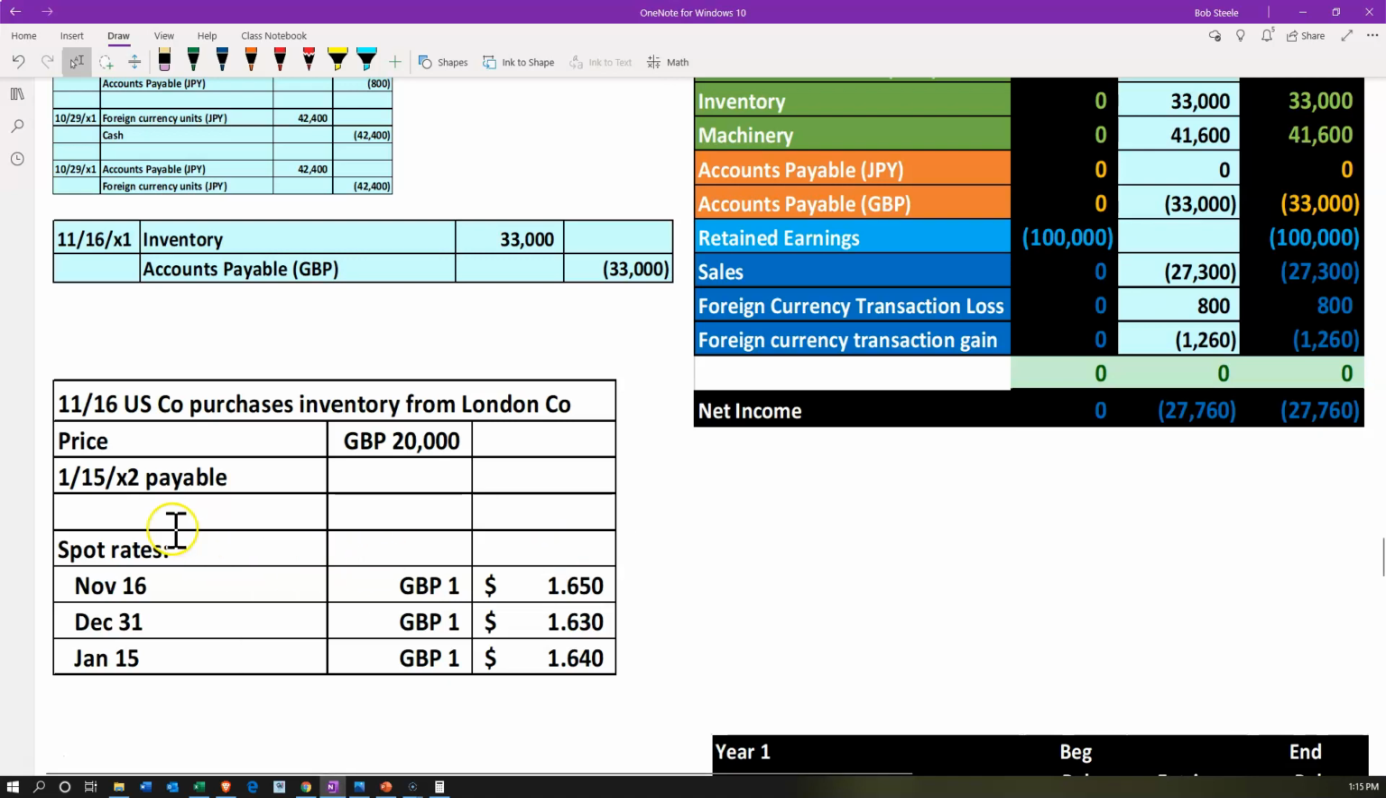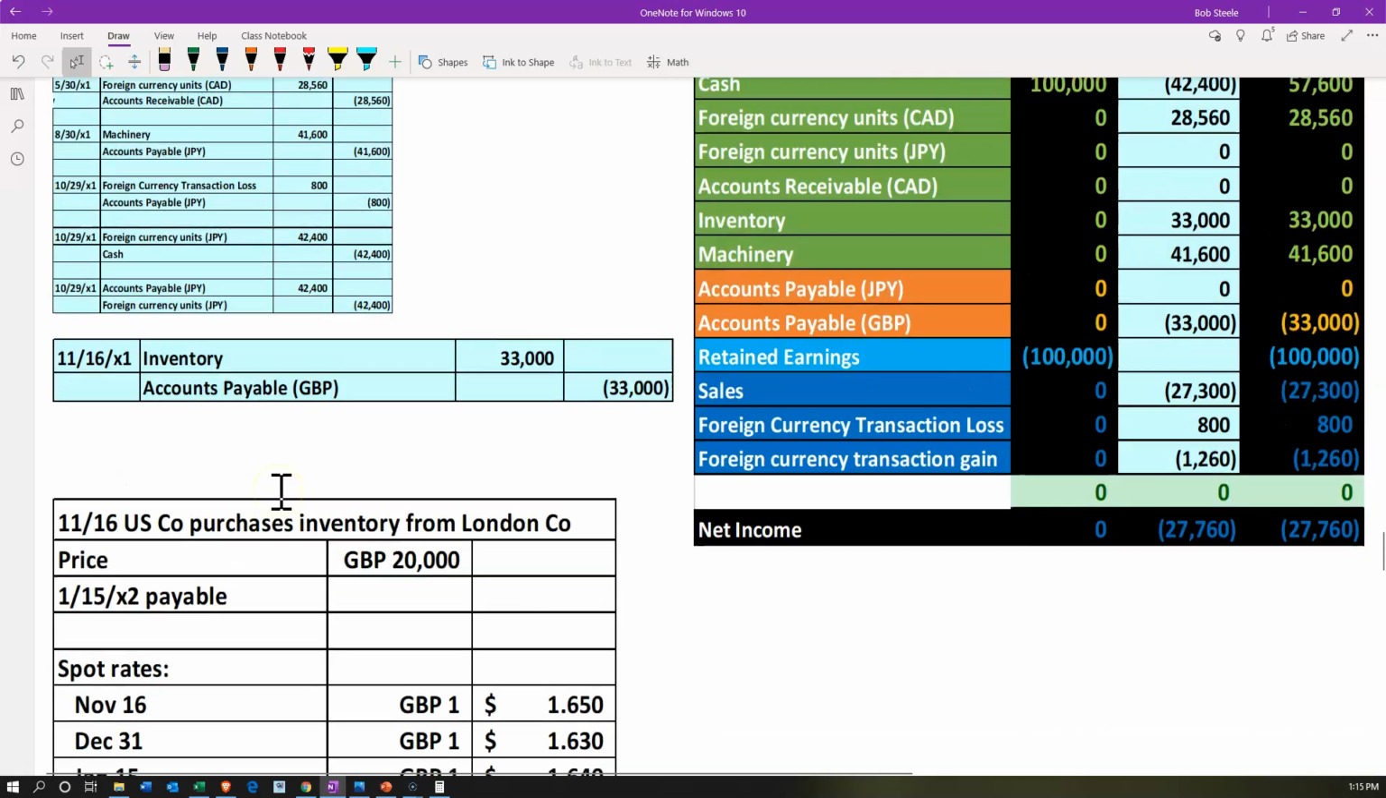So on 11/15/X2, we have the payable here. So the spot rates are going to be November 15th, December 31st, and January 15th. So now we purchase inventory. We're purchasing once again on account, and then we're going to pay it off next year in January, which means we have this December point, which is usually when we need to make financial statements, where we're going to have to make adjusting entries on December 31st as well.